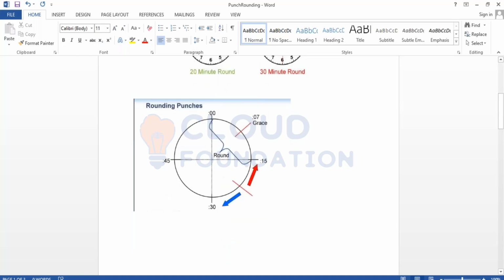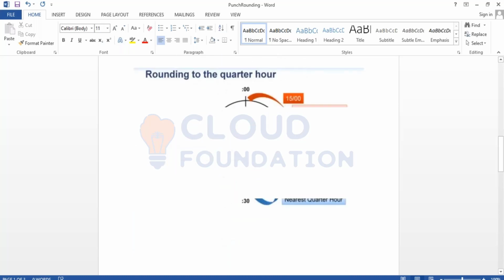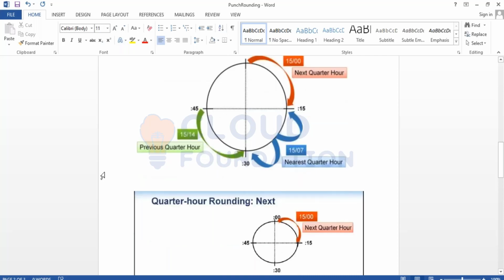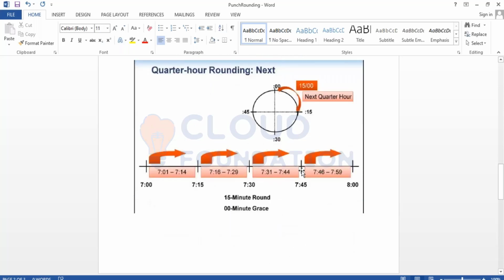So let's see some examples of how it's done. I have a representation over here. In next, my round is 15, my grace is 0. So wherever I punch, it's simply going to go forward. In nearest, my increment would be divided into 2 by the grace, and in the first half it goes back, and in the second half it goes forward. And in previous, it's always going to go back no matter what, but my grace is only 1 less than the round. Understood? Okay, we'll see some examples for the same.